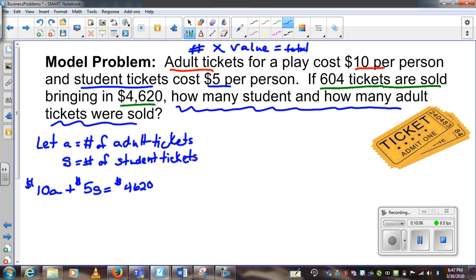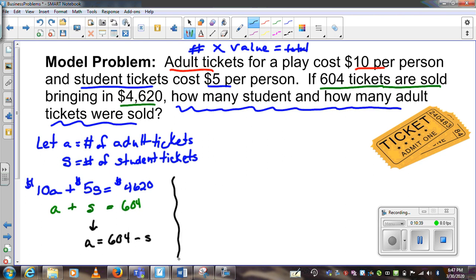Now, what we haven't used yet is the 604 tickets. That is the number of tickets sold. So that equation is just going to be tickets plus tickets equals total number of tickets, which is 604. Okay, we've got different methods that we can use to solve. I think I'm going to rewrite this one so it's A is equal to 604 minus S. And I just got that by subtracting S from both sides.